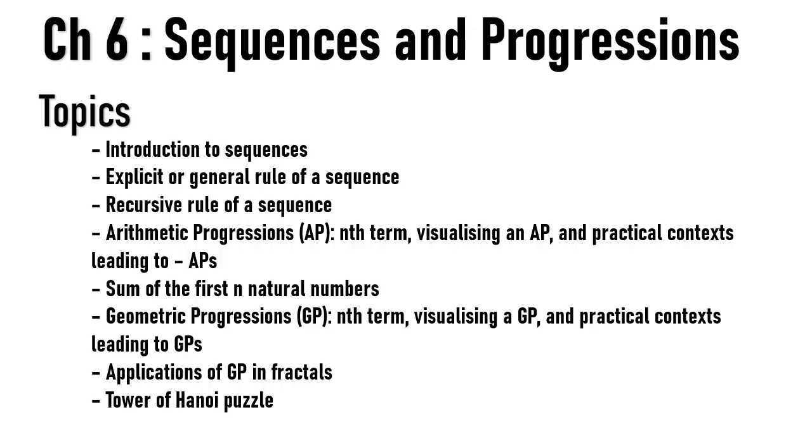Visualizing an AP, practical contexts leading to AP, sum of the first n natural numbers, everything from the arithmetic progression chapter of grade 10, some part is taken. And the geometric progression is taken from grade 11: nth term, visualizing GP, practical contexts leading to GP, applications of GP in fractals, and the Tower of Hanoi puzzle. So this is a new chapter introduced in grade 9.